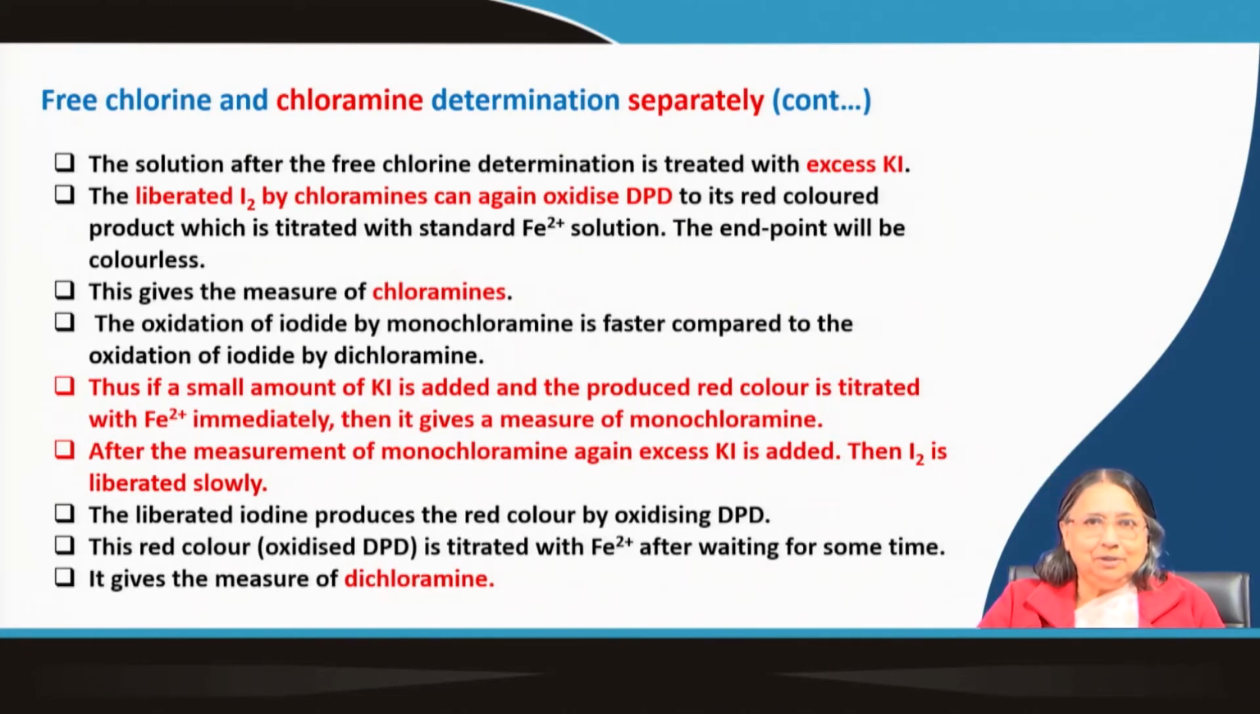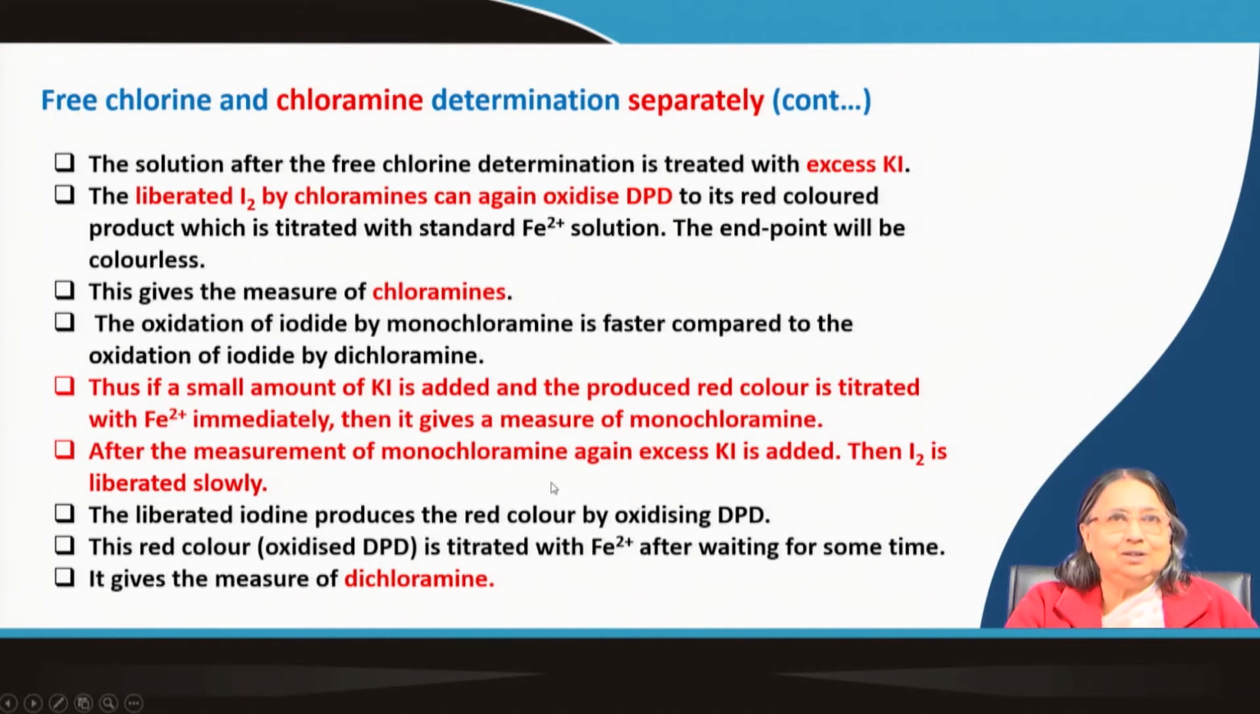Monochloramine is quickly produced, you have already determined it, then again KI is added, you allow some time, then dichloramine will produce the oxidized DPD. Then you do the same reaction with the iron 2 plus, and then you are determining the dichloramine. So, it is basically kinetics, depending on the kinetics you are measuring monochloramine and dichloramine separately. The liberated iodine produces red color by oxidizing DPD. This red color oxidized DPD is titrated with iron 2 plus, it is the same, but this time it is dichloramine you are getting.